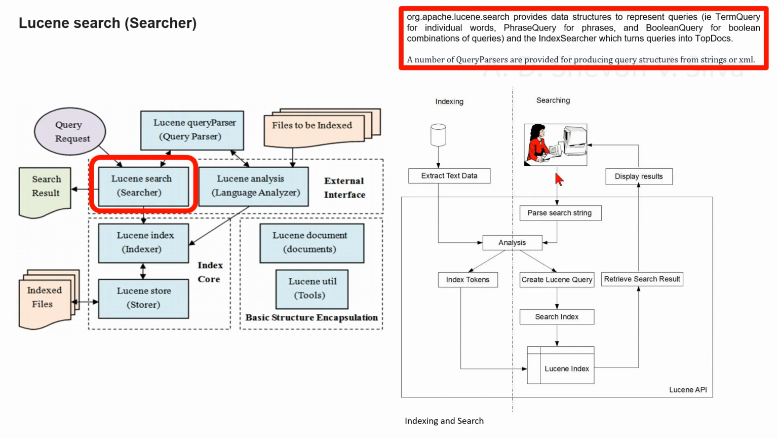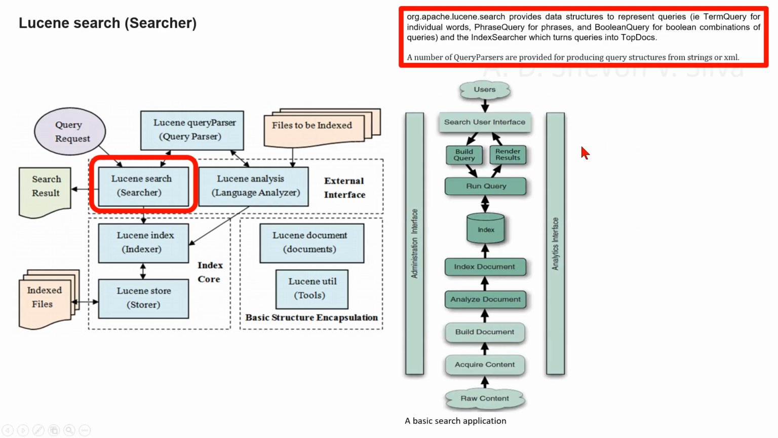Here searching is connected to pass search string, and pass search string is connected to analysis. Analysis is connected to create Lucene query. Create Lucene query is connected to search index. Search index is connected to Lucene index. Lucene index is connected to retrieve search result. Retrieve search result is connected to display result and provide the result. Here you can see a basic search application.